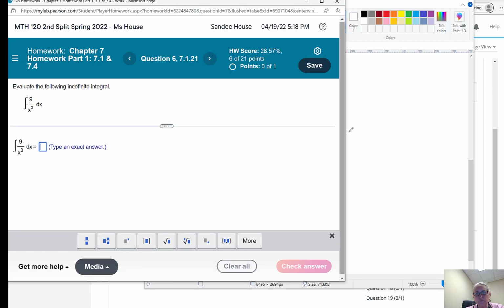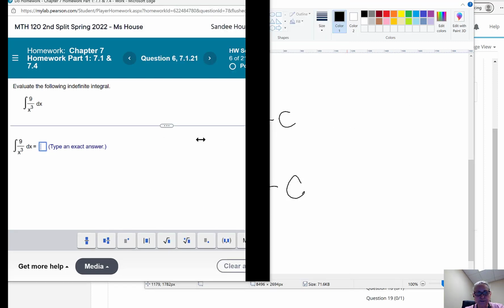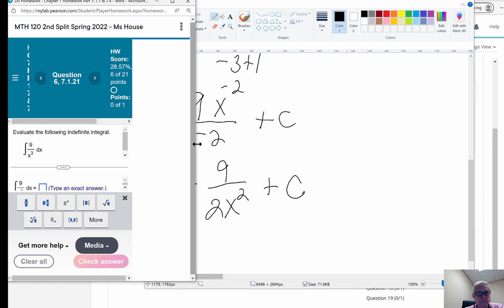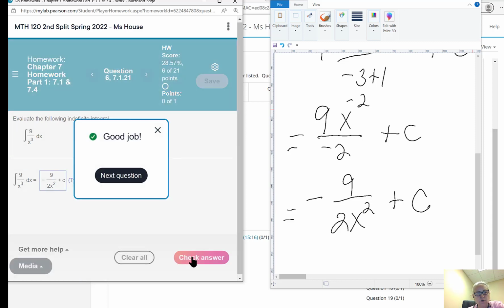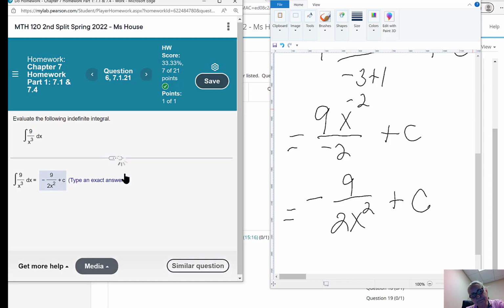So let's enter this and check it. Negative 9 over 2x to the second plus c. And again, upper or lowercase c is fine.